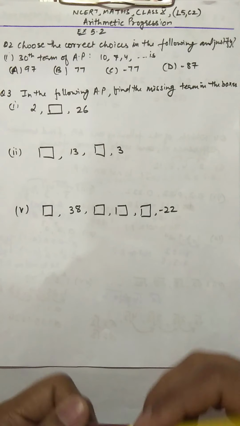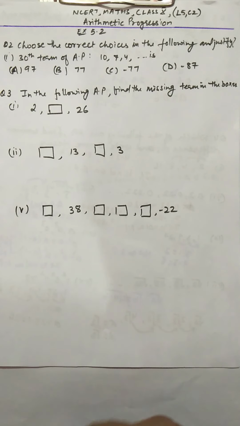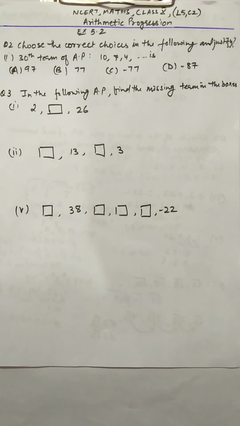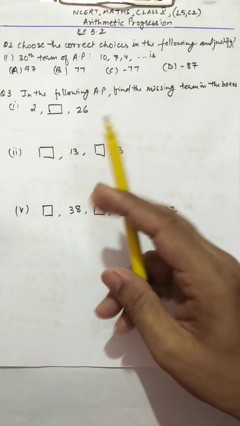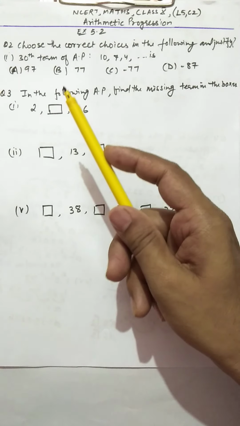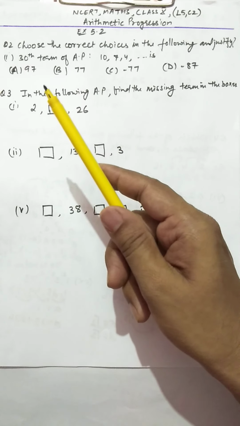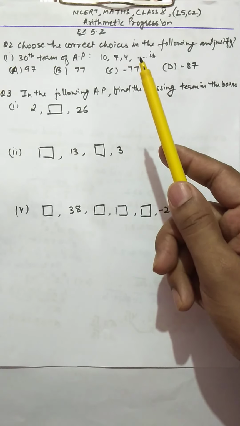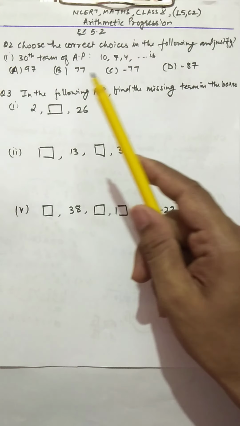Now, after knowing the AP, common difference and general term formula, this exercise 5.2 is completely based on the formula of general term. That formula is a_n equals a plus (n minus 1) d. So let's start from question number 2. It's the MCQ, and the question is: choose the correct choices in the following and justify.